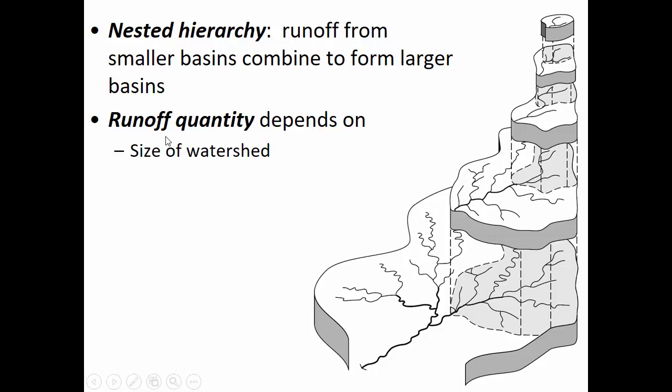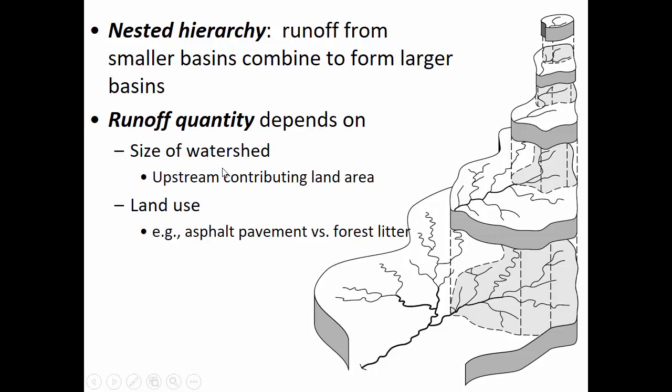And the amount of water that's going to come out of a watershed depends on the size and the area that's contributing. It depends on what sort of things are in that watershed, whether it's an urban area with lots of pavement, or maybe on the other end of the extreme, a completely undeveloped and undisturbed natural area that has a lot of forest litter that's going to improve infiltration and slow down the movement of water because it has a high delay coefficient.